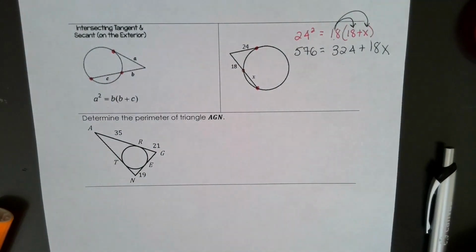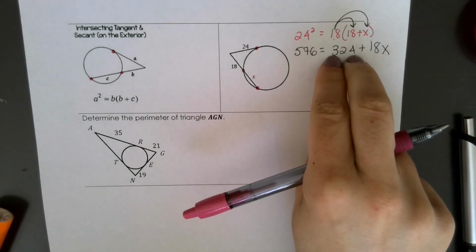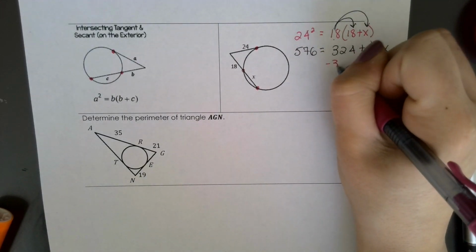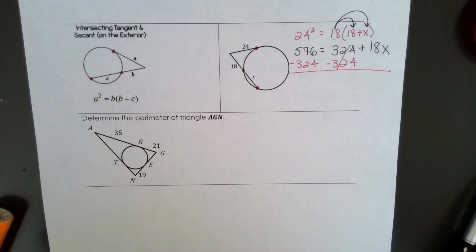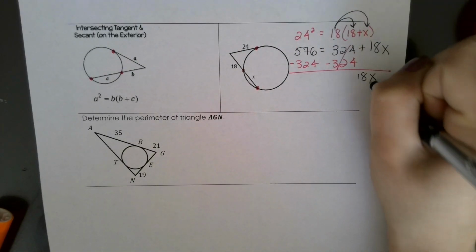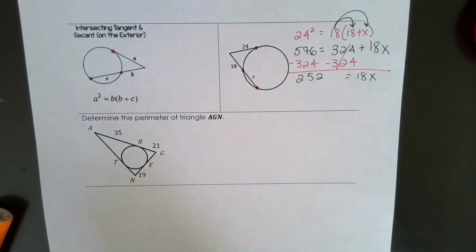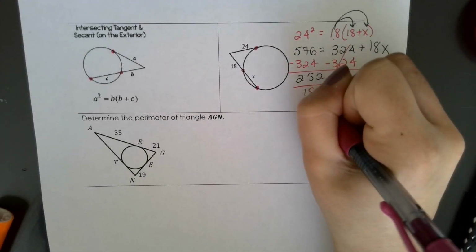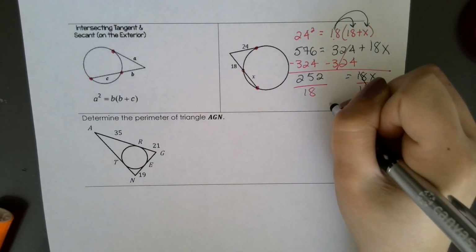And now again, two-step equation. I'm going to take care of addition or subtraction. This is a positive 324. So I'm going to move it over so x can be by itself. So we have 18x equals 252. And the last step is going to be dividing by 18. So x will equal 14.